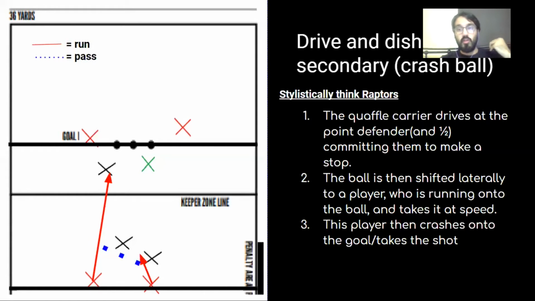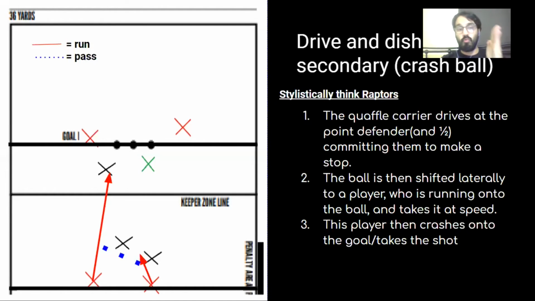Here, the primary ball carrier holds the quaffle and they drive at and commit 1 or more defenders. In this situation, we've got them driving at the point and the half, trying to commit them to make a stop. As soon as those defenders are committed, the primary carrier looks to shift the ball across the face of the pitch to an oncoming secondary ball handler. The ball handler on secondary is running as well, running parallel, and they're going to take the ball once their mark has moved to stop the initial drive.